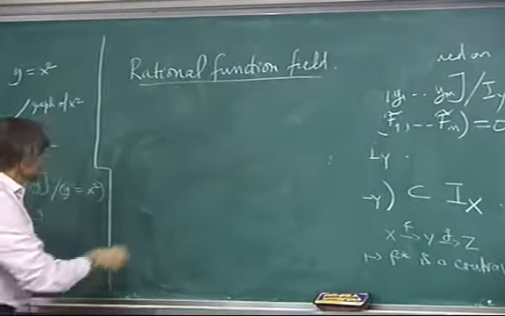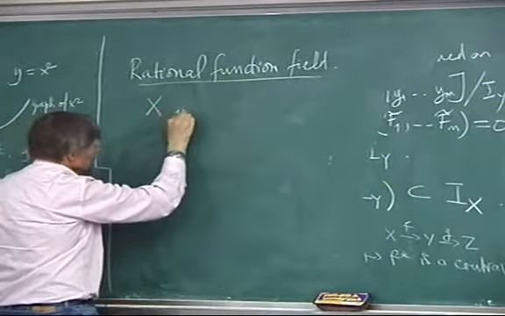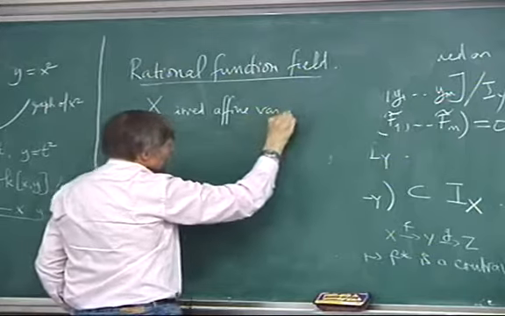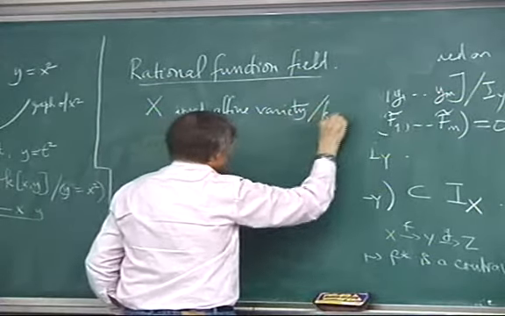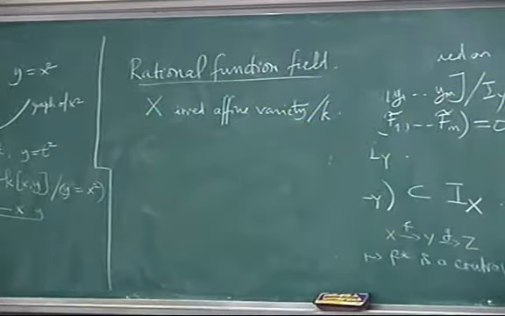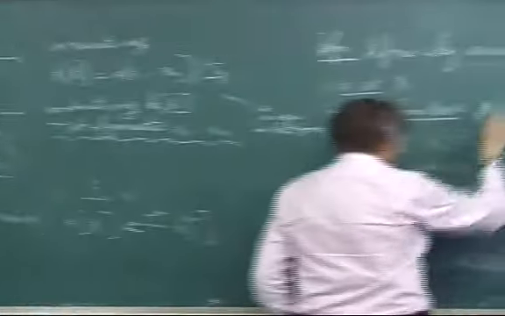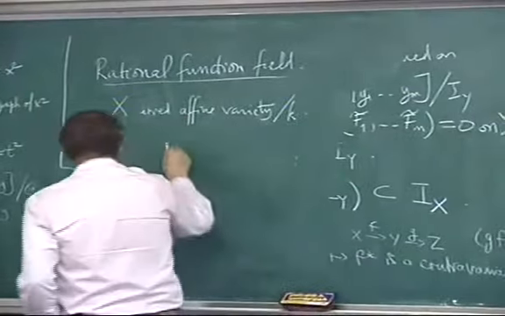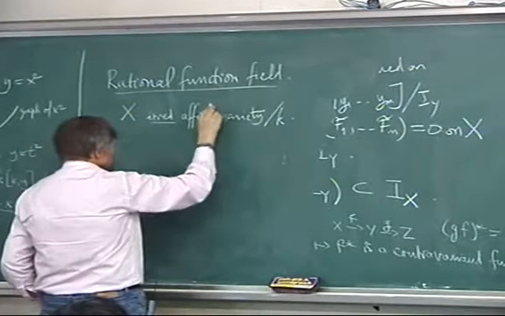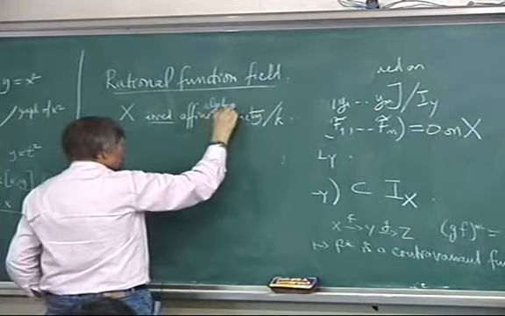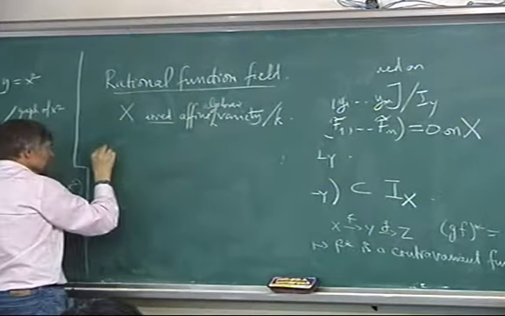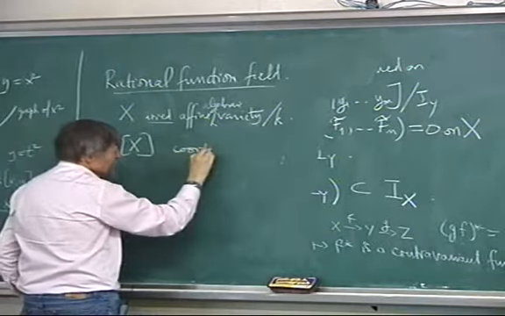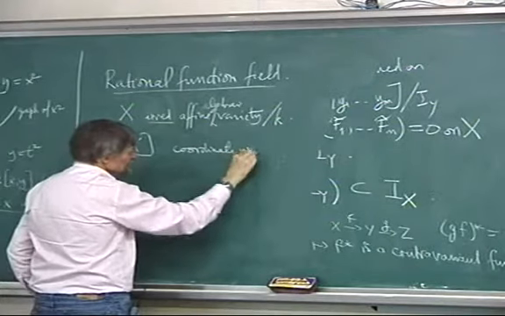So the point is this: if X is now an irreducible affine variety over K, so that means it's an affine algebraic variety, as I said here, and also when I embed it like that, it's irreducible. Then K of X, its coordinate ring, is an integral domain.